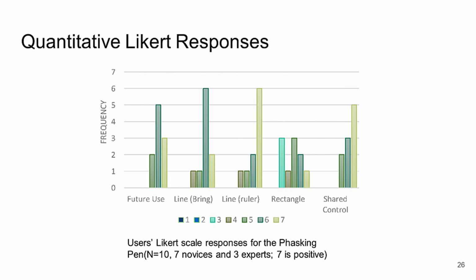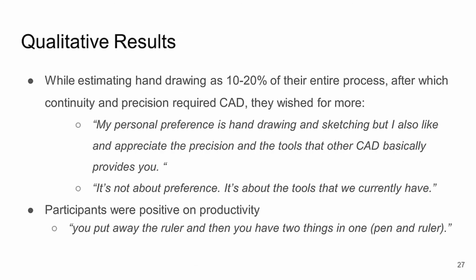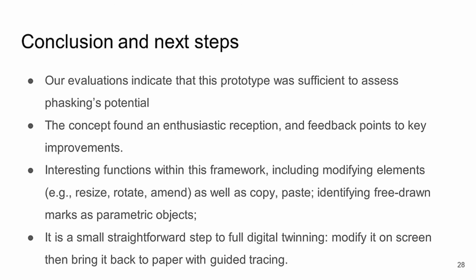The participant responses were mostly positive. Participants are positive that the phasking pen will improve their productivity if the device is smaller and more precise. We received insightful comments from the experts during the interviews. While estimating hand drawing as 1 to 10% of their entire process, after which continuity and precision required CAD, they wished for more. Also, participants expressed that they were positive on productivity using our system.